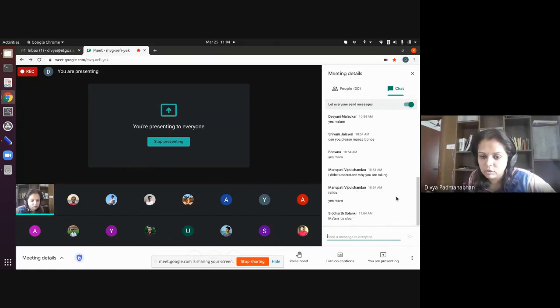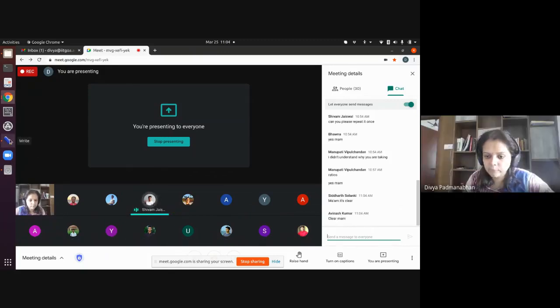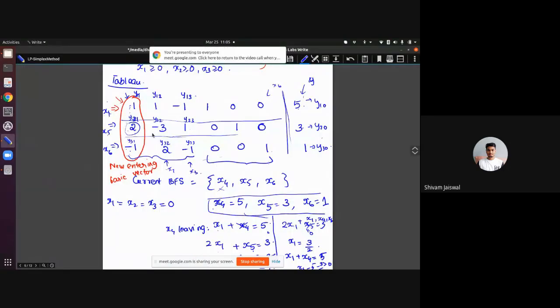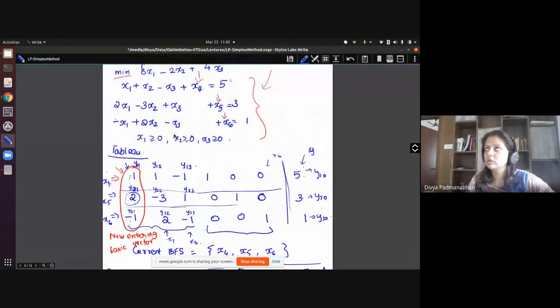It's clear? Okay. Ma'am, if you are taking the value which has the least ratio, how are you saying that all other x are going to be greater than 0? That part is not clear to me. That part's not clear.